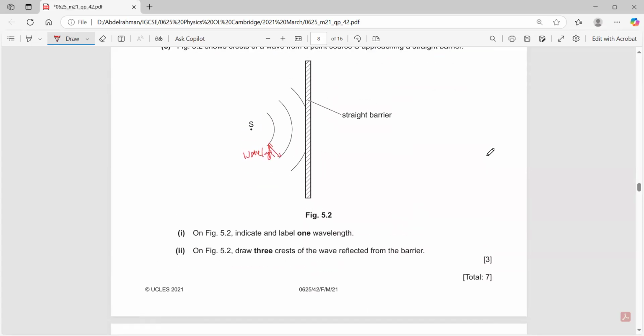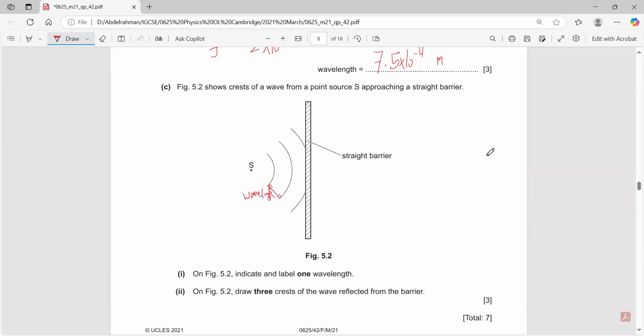On figure 5.2, draw three crests of the wave reflected from the barrier. Okay, how can I draw the waves reflected from the barrier? First of all, you need to measure the distance between S and the barrier, and then measure the same distance to the other side. So it's as if you have the same center on the other side. You can call this point S or S dash or whatever. So this is the center of the waves, but on the other side of the barrier.